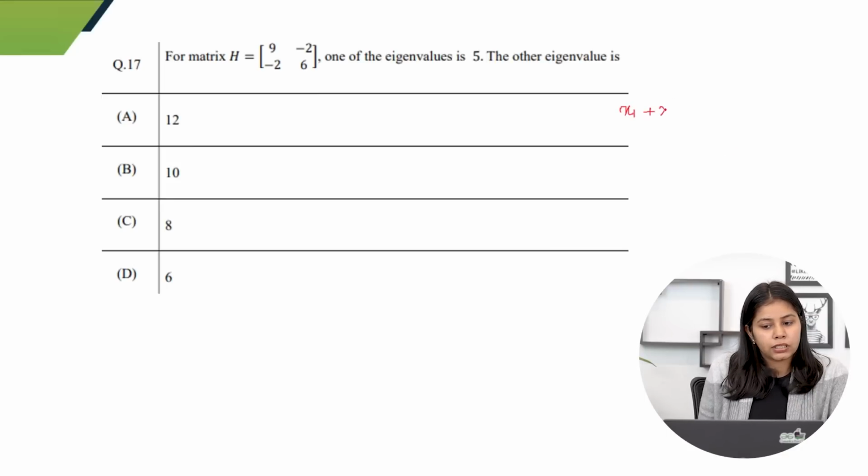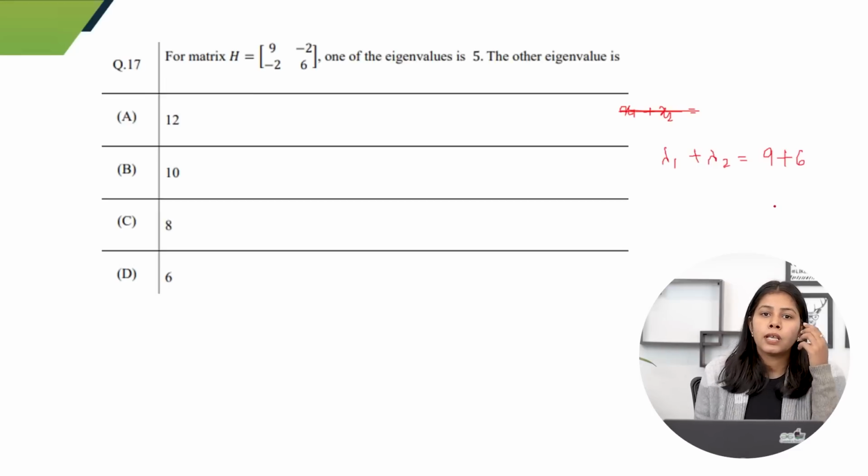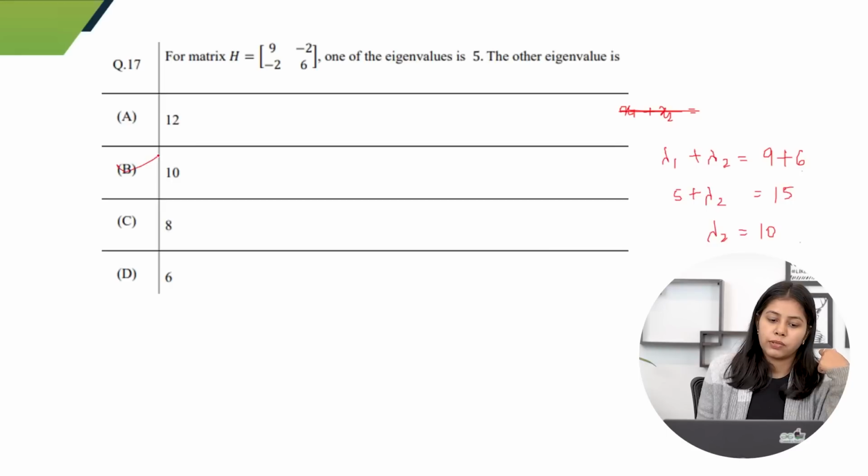Let's say I take the sum of eigenvalues. Because it is a 2 cross 2 matrix, we have two eigenvalues, let's say lambda 1 and lambda 2. Their sum would be equal to the trace of the matrix. Trace is given as 9 plus 6. Trace is what? Sum of the diagonal elements. So it would give me 15 as the sum, and one of the eigenvalues is given as 5. So the other eigenvalue would become 10. So option B is correct. Simple and easy question.